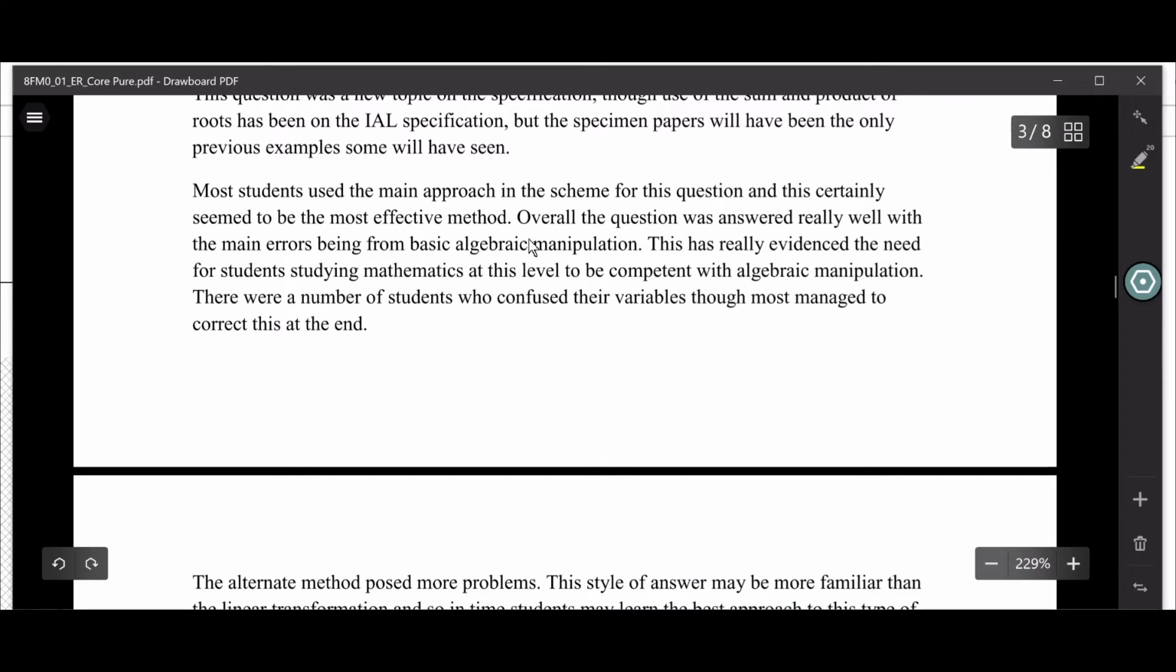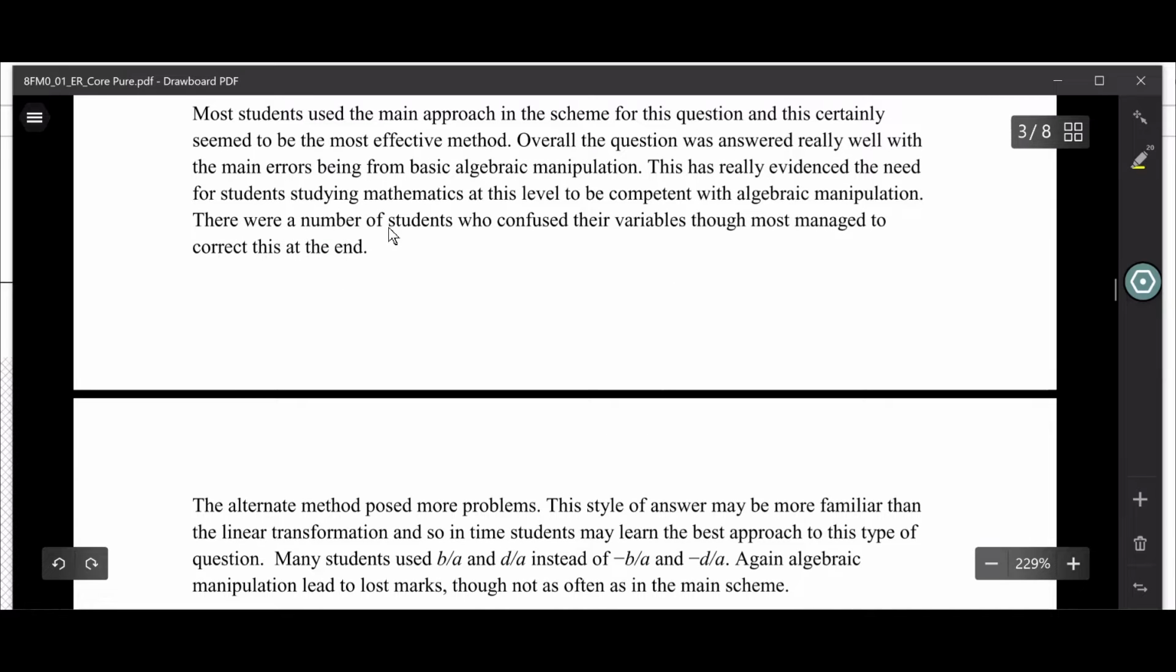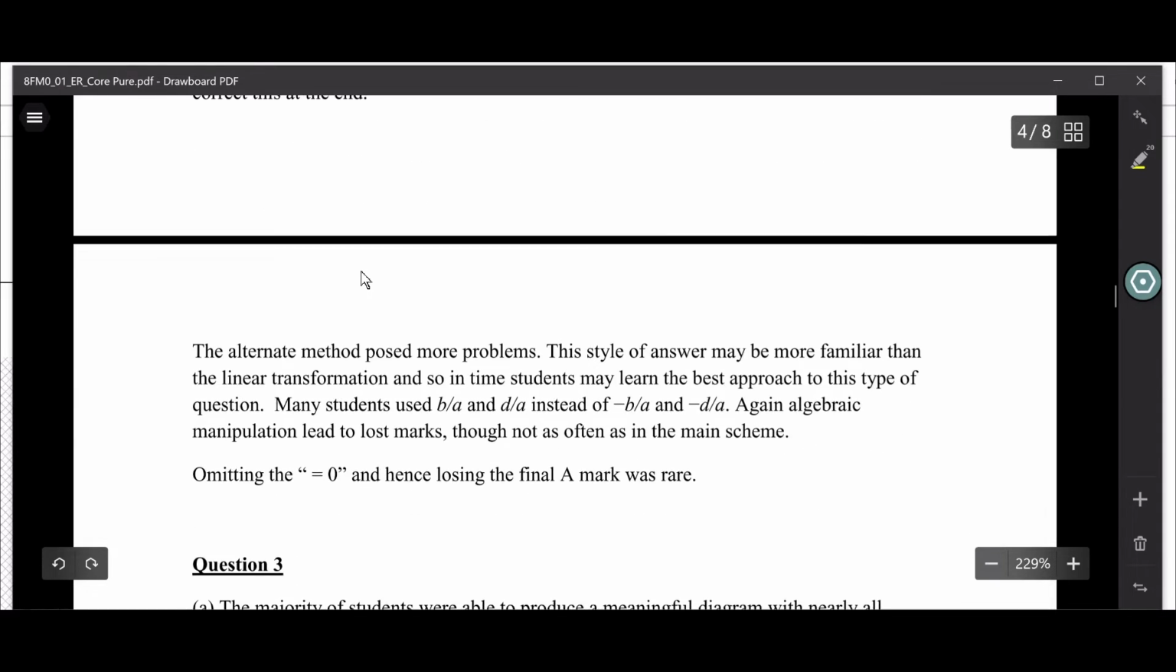And what else can be said? The question was answered really well. The main errors were basically algebra problems, so that's algebraic manipulation. And interestingly, this has really evidenced the need for students studying maths at this level to be competent with algebraic manipulation. And there were a number of students who confused their variables, though most managed to correct this at the end.